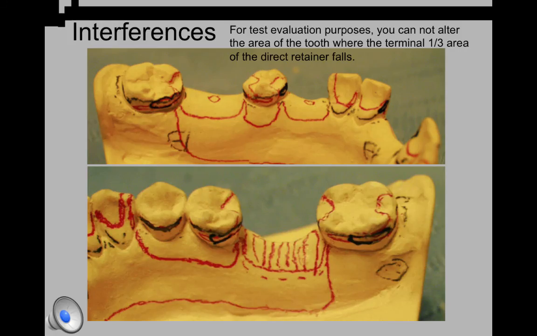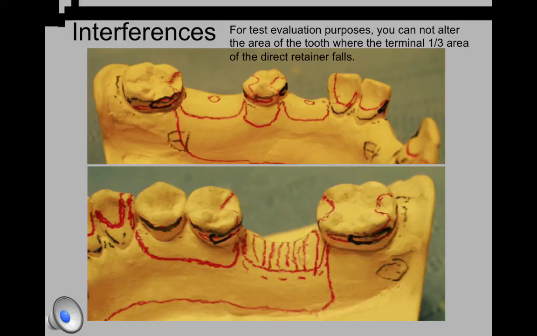Let's talk about interferences again, because some of you I don't think quite have it here. Anywhere on the drawing that you have drawn your design below a survey line, you're going to have to indicate an adjustment for that interference in green. That is, every single place where you go below the survey line except one. And what is that one place? You want the terminal 1/3 of direct retainers to be under the survey line. You do not want to adjust the terminal 1/3 of the direct retainers.